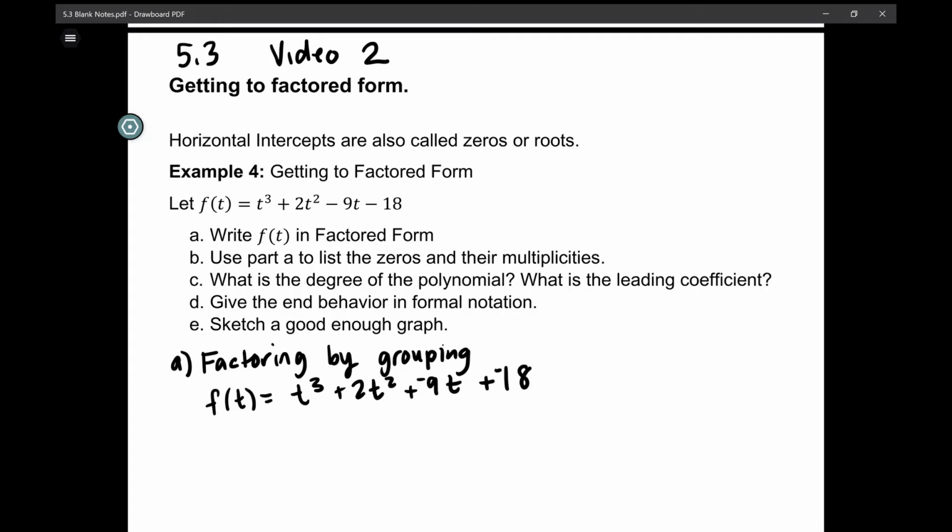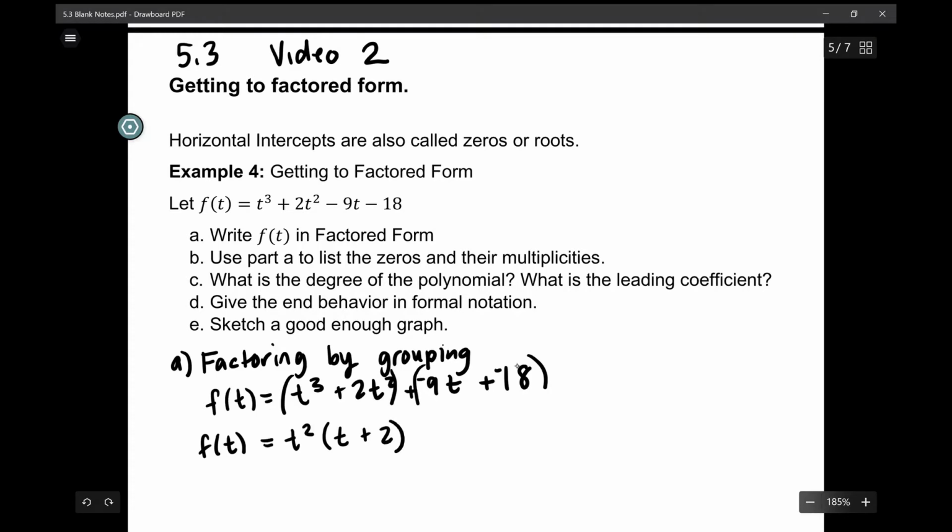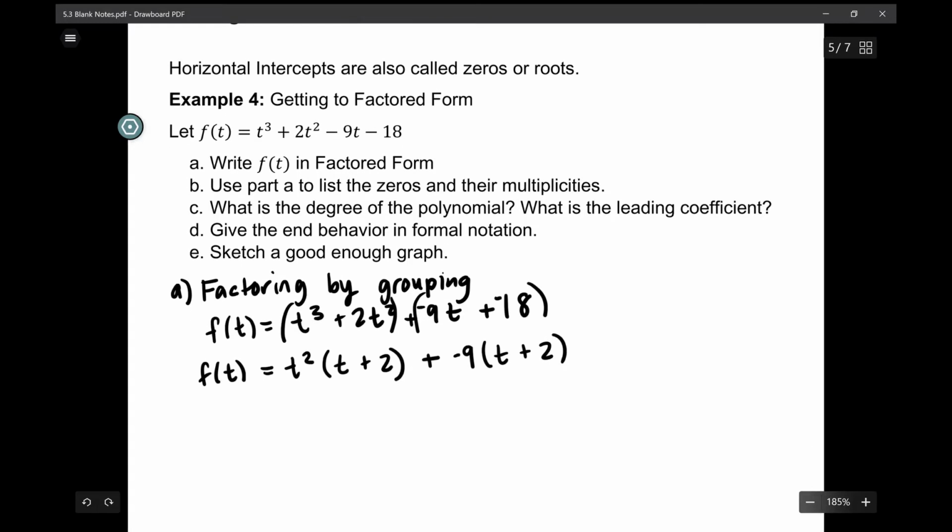All right, how does grouping work? Remember, we group the first and second term, and we group the third and fourth term. Then you pull out any common factors from the first group. Well, the first group has t squared in common, and that leaves me with t plus 2 if I multiply it back out. So t cubed plus 2t squared. And the second group has negative 9 in common, and that leaves me with t plus 2. Now make sure you work this out so these are the same. The second quantity in each group should end up being the same.